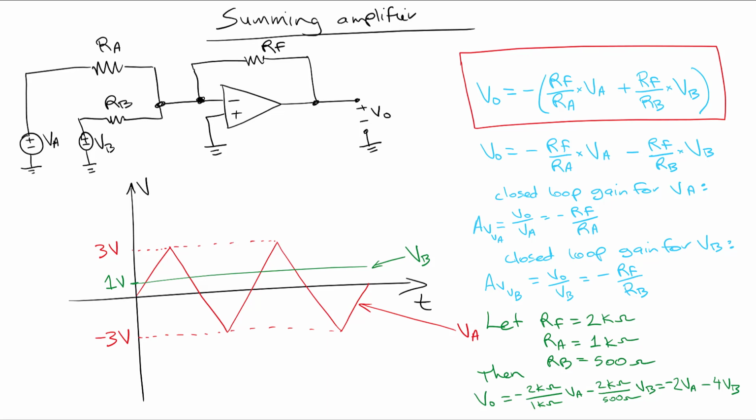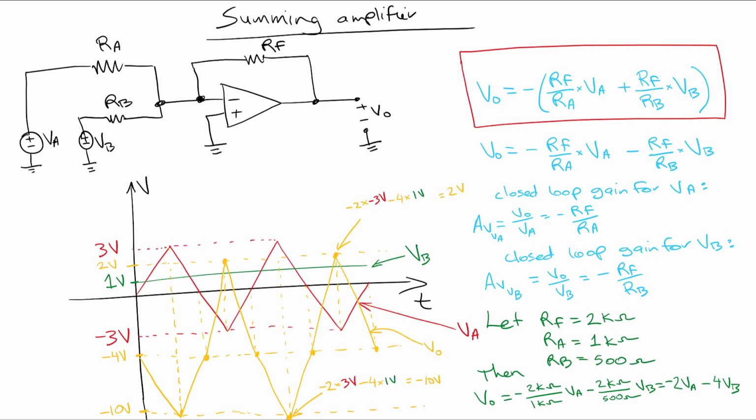One thing that we'll notice is that our VB term here is minus 4 VB. So this is going to work out to be a constant term. So this is going to be minus 4 volts. So that's a constant, so it's going to be adding a constant offset to the output voltage depending on what minus 2 times VA is going to be. So let us see what it works out to.